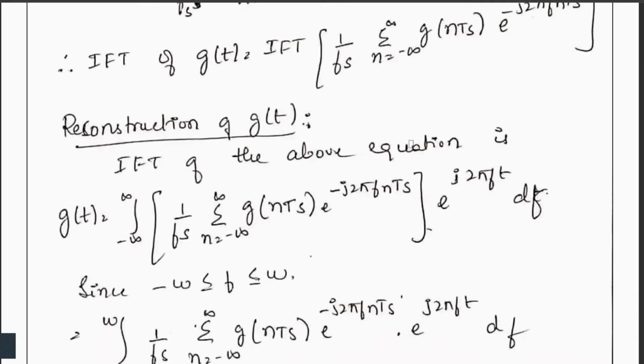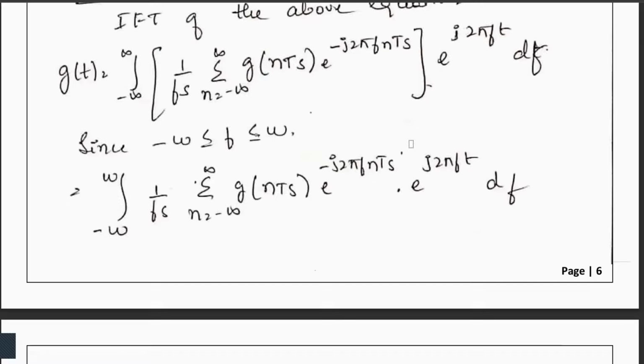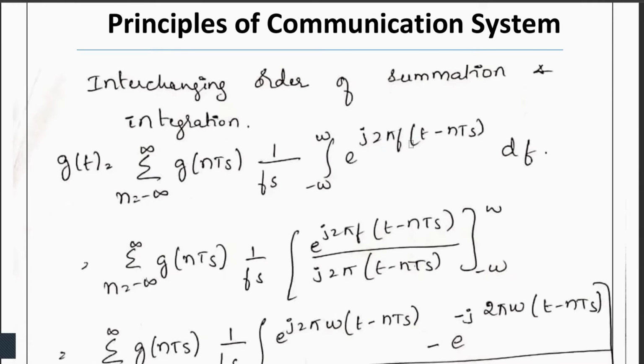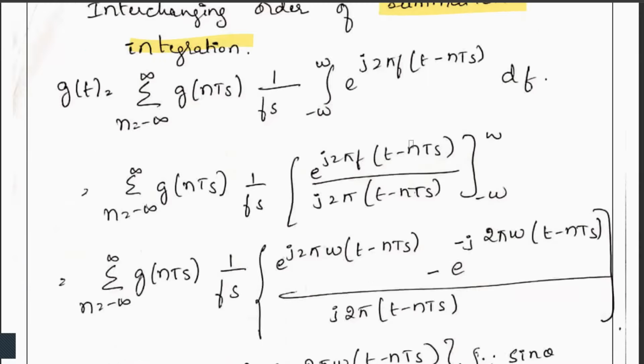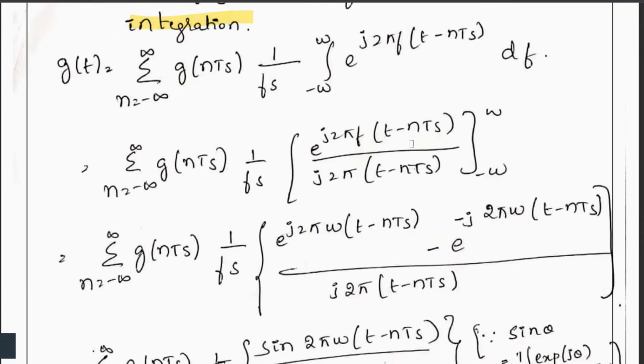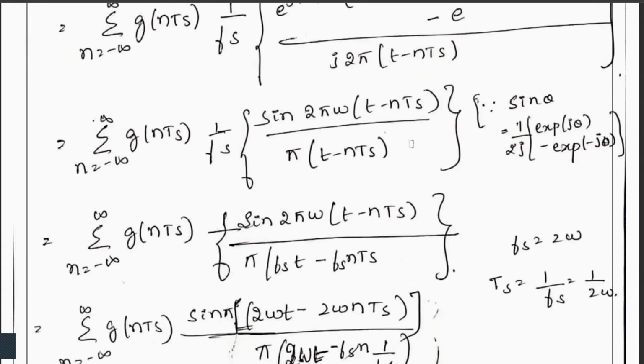Next is the reconstruction of g(t). Here the inverse transform of the above equation is taken. For that we take the frequency range of minus omega to omega. We get this, put the integration symbol, and interchange the order of summation and integration. If we interchange, we get this. And then, applying the limit, taking the integration of that, substitute, and simplify.